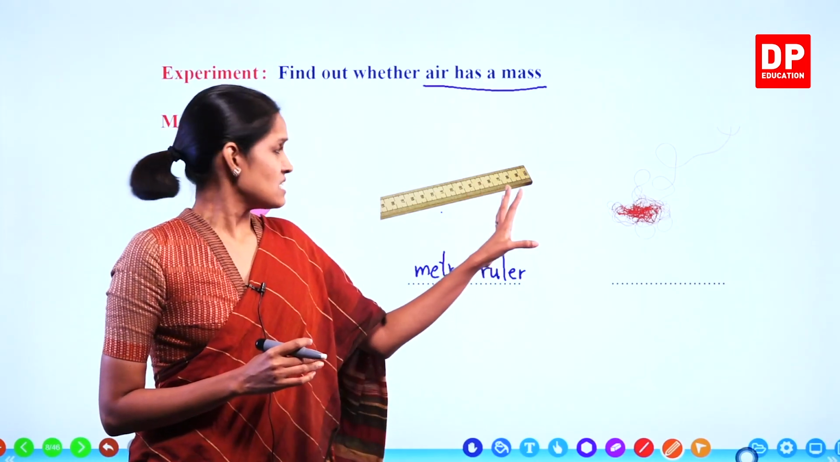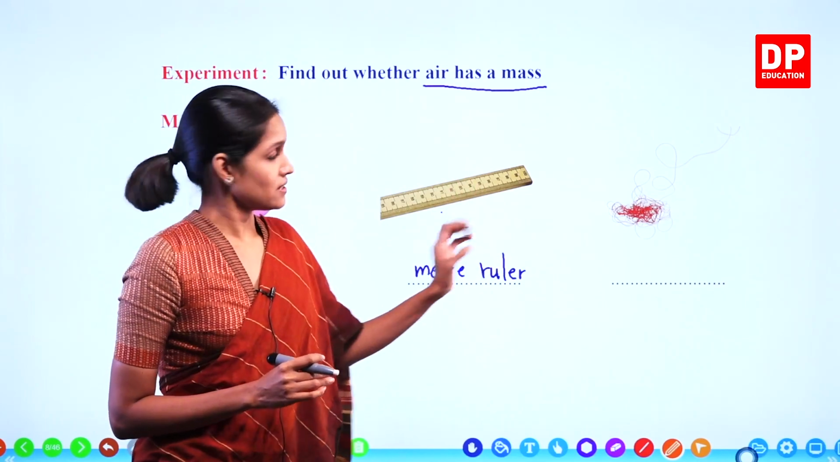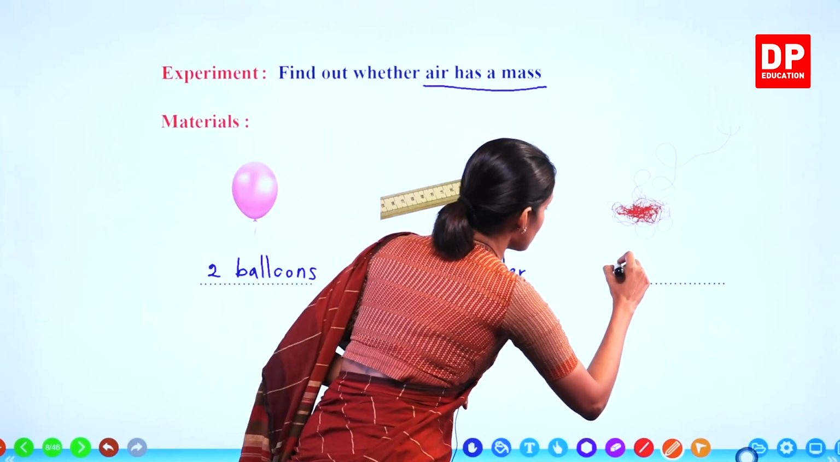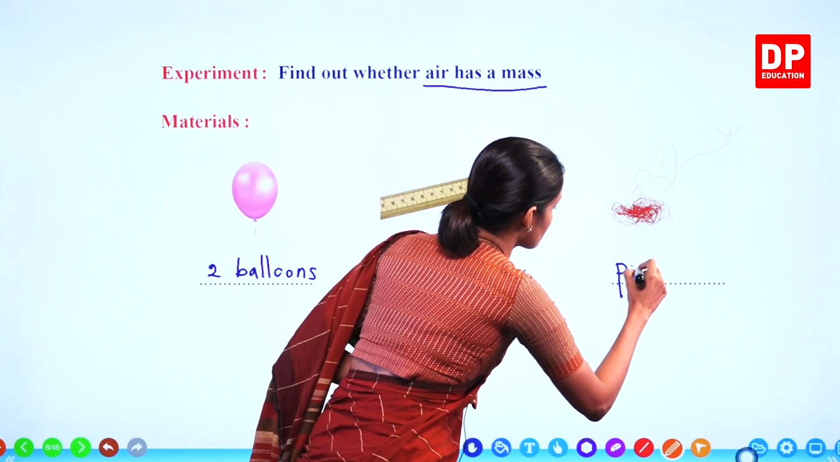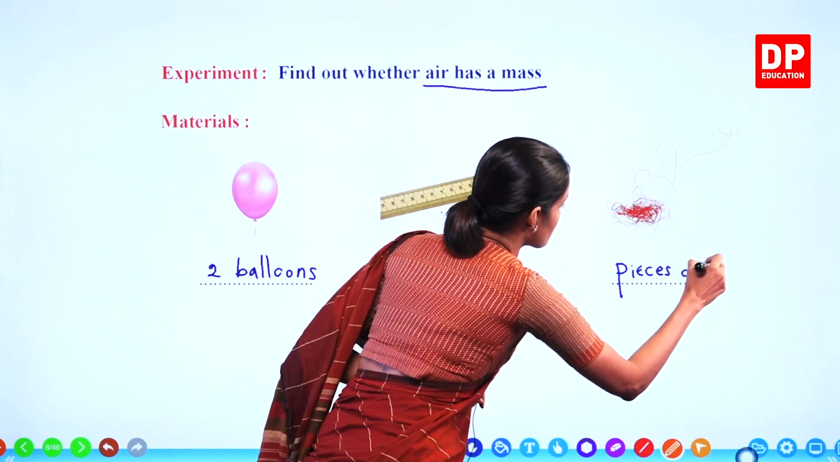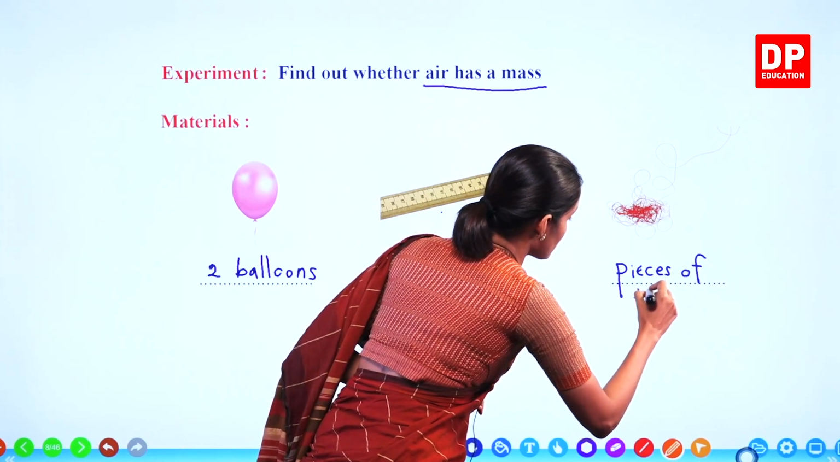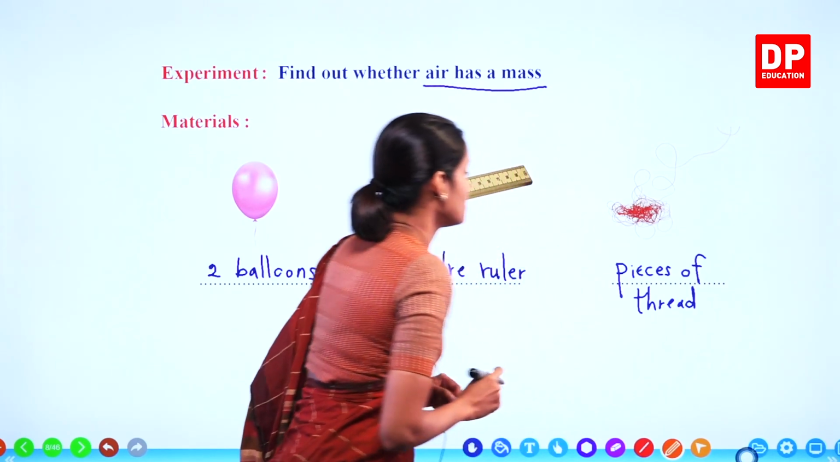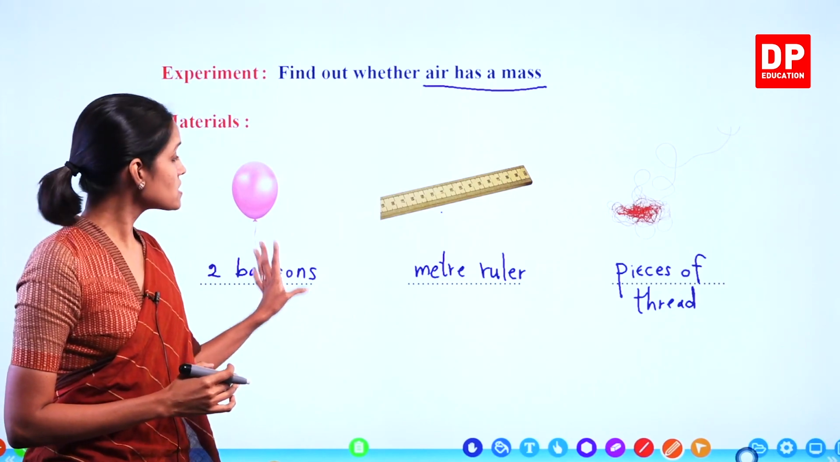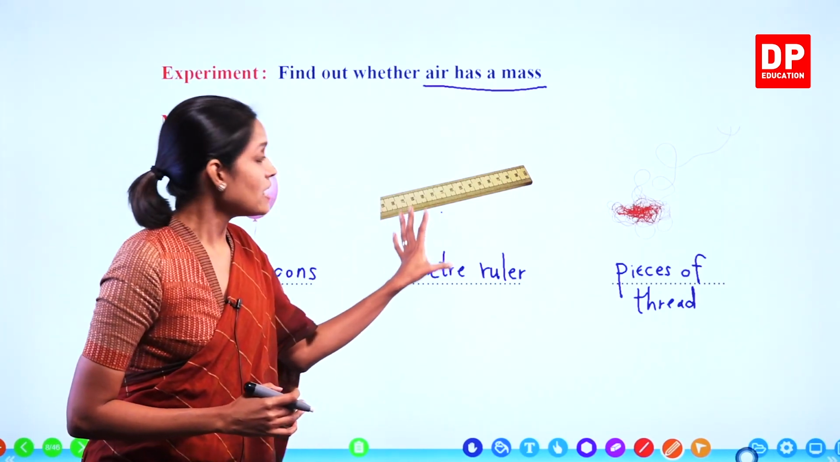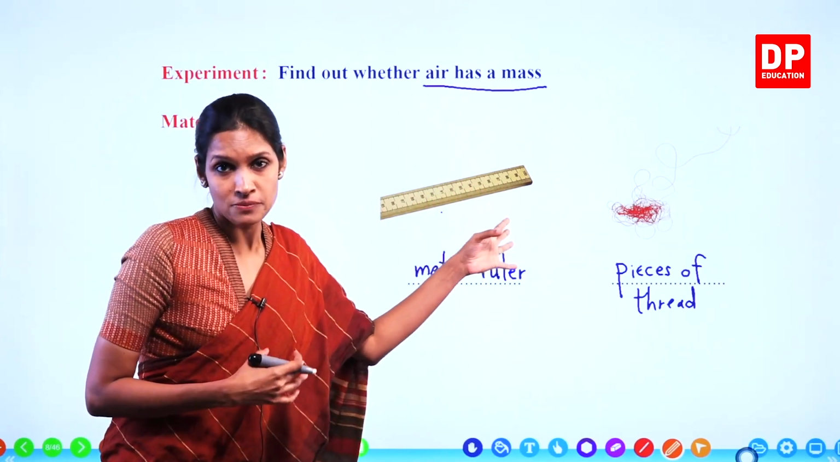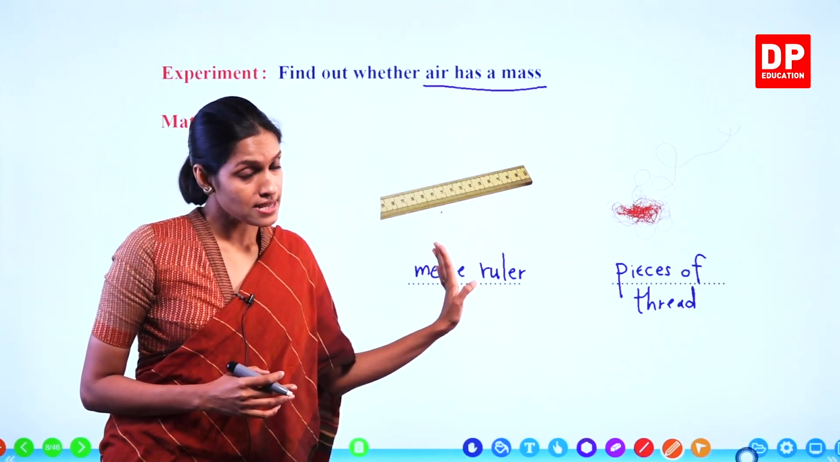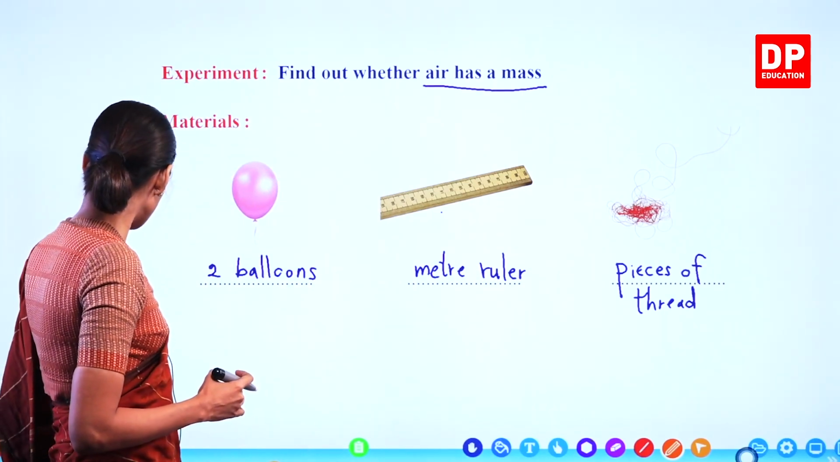And we need several pieces of thread. Okay? Pieces of thread. We need two balloons, we need a meter ruler, and we need several pieces of thread. Understand? So we will see what we are going to do.